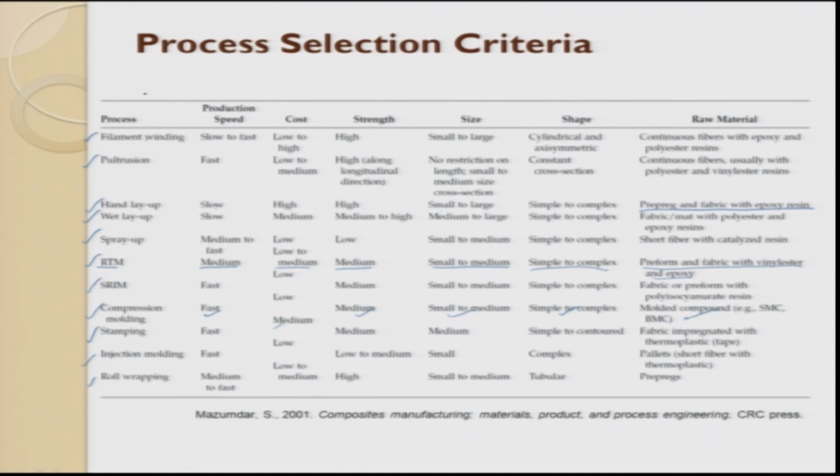Filament winding is a slow to fast process and the cost is low to high. The strength is extremely high, the size can move from small to large, the shape is always cylindrical or an axisymmetric part, and continuous fiber with epoxy and polyester resin can be used. So, this matrix is used to decide which process to choose for which shape and what the raw material will be. This is a consolidated process selection criteria. Several software and expert systems have been developed.